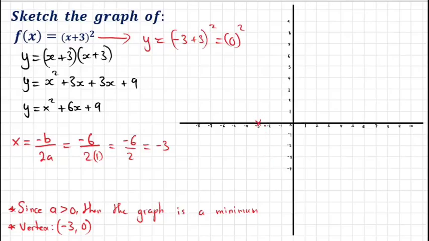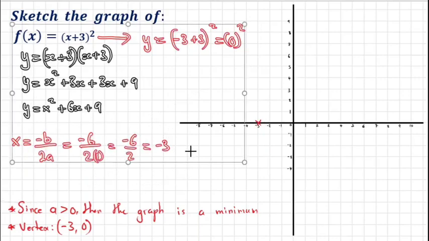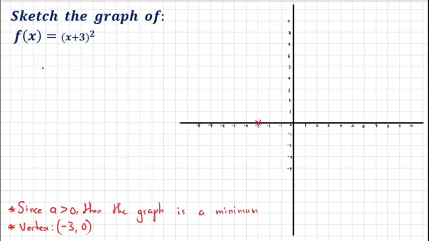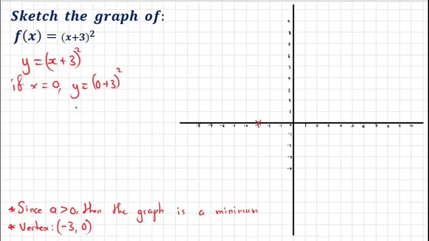Now remember, we also need to find the points where this graph cuts both the y-axis and the x-axis. Let's start with the y-axis. Remember, y is equals to x plus 3 squared. Since the vertex is on the x-axis, we can just say, if x is 0, what is y? So y is equals to 0 plus 3 squared, which is 9. So it will cut the y-axis at 9, which is here.